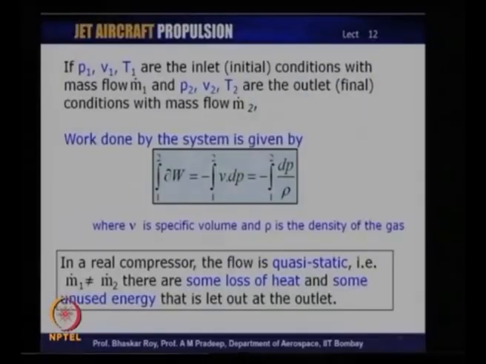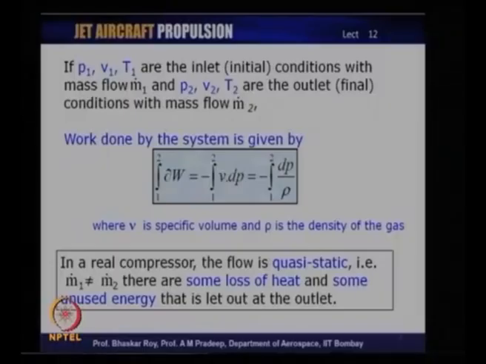If we say that P1, V1 and T1 are the inlet or the initial conditions with which the mass flow of m dot 1 is coming in, and P2, V2 and T2 are the exit or final conditions with a mass flow of m dot 2, the work done by the system is given by integral 1 to 2 of dw, that is the work done, which would be equal to minus integral 1 to 2 of V dp, which we can also write down as minus integral 1 to 2 of dp by rho.